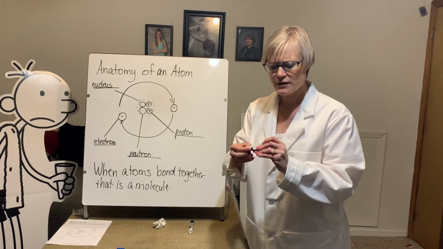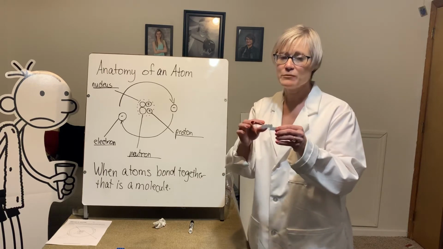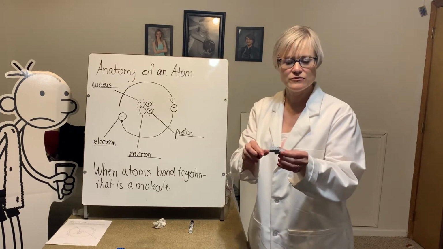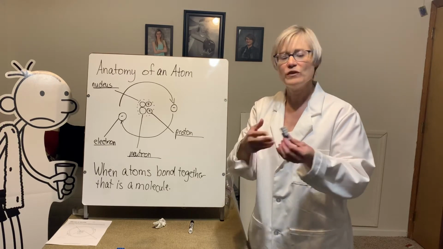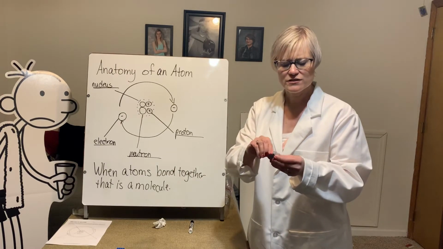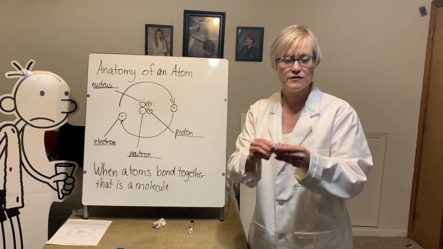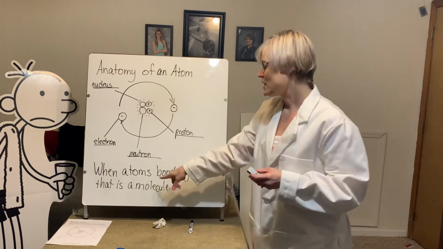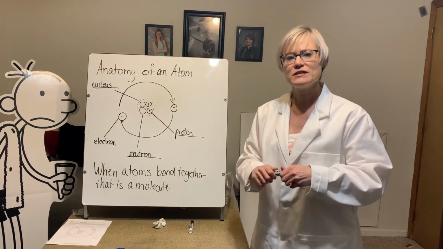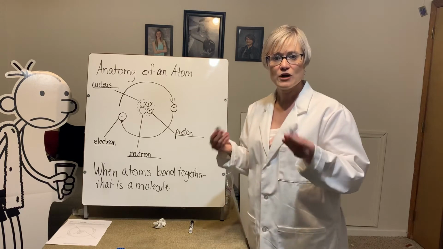So remember they talked about, you've got a bond like this that would be a bond, but it wouldn't be very strong. And each layer that you go, when they share more electrons, the stronger the bond is. So this is a little bit stronger, and then this would be the strongest bond of them all. So a molecule then is when atoms bond together. So when the atoms bond together, they create other compounds.